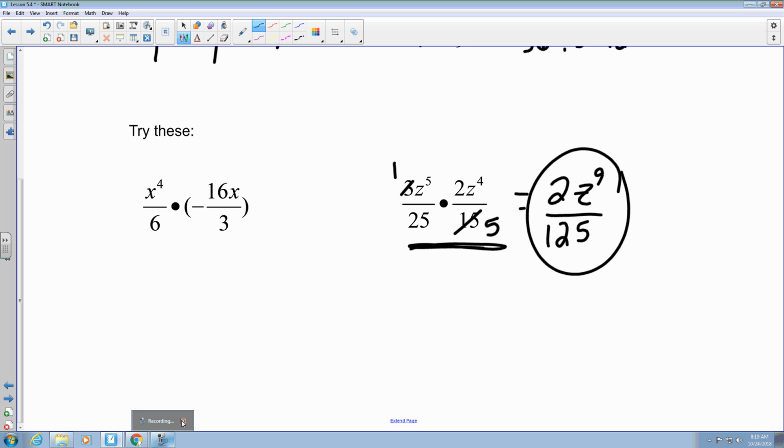And that is being able to multiply fractions. Hope this helps.